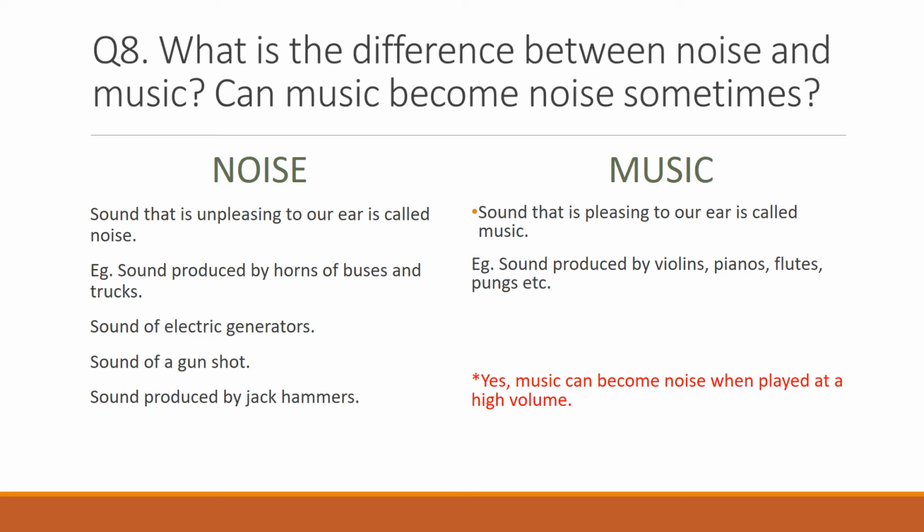Can music become noise sometimes? So let's see the difference between these two, noise and music. Noise, that is the sound that is unpleasant to our ear, is called noise. Examples of noise are the sound produced by horns of buses and trucks, sound of electric generators, sound of a gunshot, sound produced by a jackhammer. So these are the examples of noise.